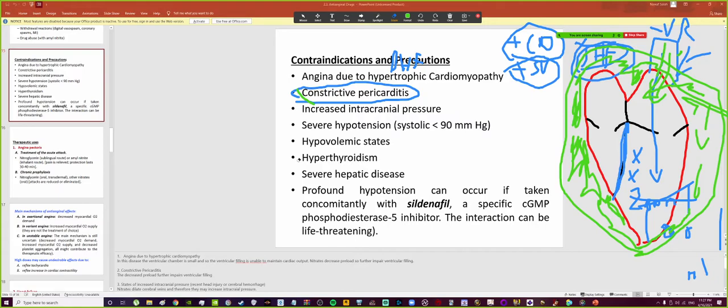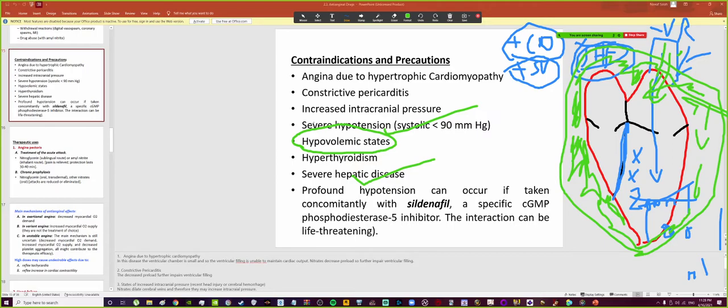And what do we mean by intracranial pressure? I mean pressure within your skull, because there's dilation of the veins containing large amounts of blood. Okay? And nitrates make vasodilation even more, increasing more pressure in your brain. Okay? So we cannot use it for increased intracranial pressure. Of course, we cannot use it in somebody with severe hypotension. We cannot use it in severe hepatic disease because the metabolism of nitrates requires the liver to be functioning. We cannot use it in a hypovolemic state. Hypovolemic means decreased blood volume.